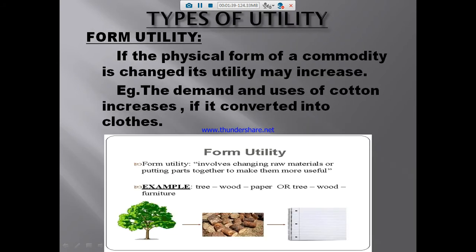So we saw about form utility. In form utility, if the physical form of a commodity is changed, then its utility may increase. How will the utility of cotton increase when it is converted into cloth fabric? The demand and uses of cotton increase if it is converted into cloth. That is form utility.